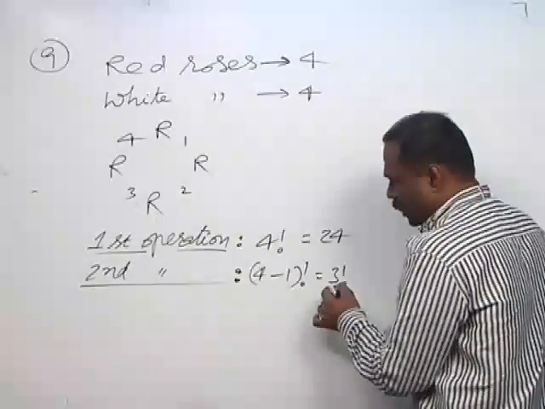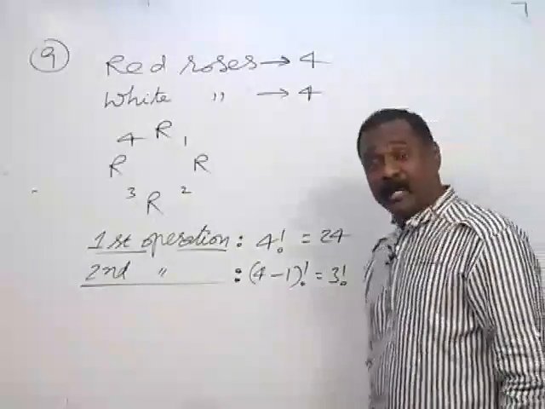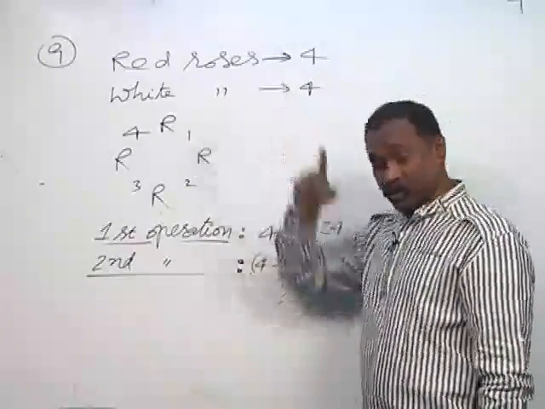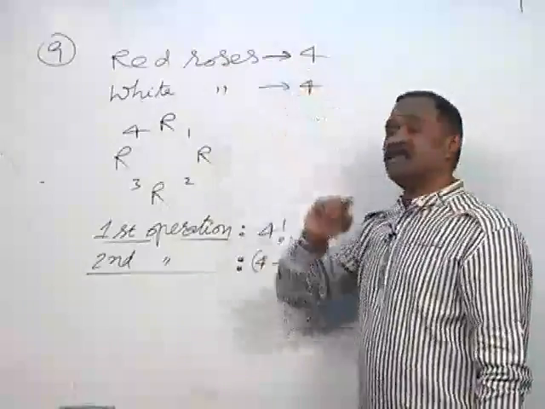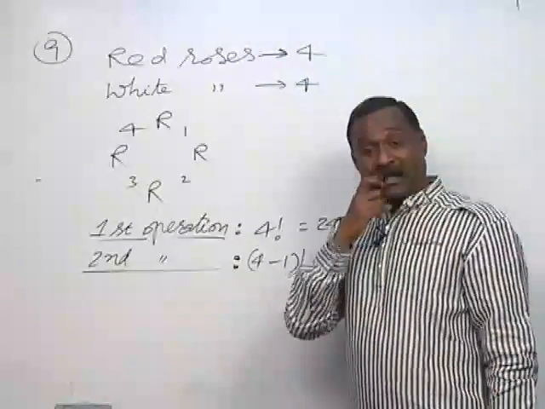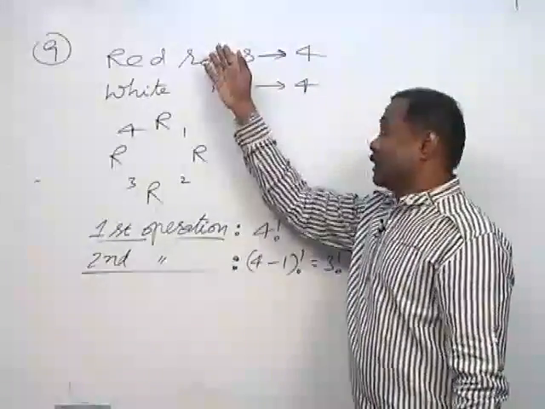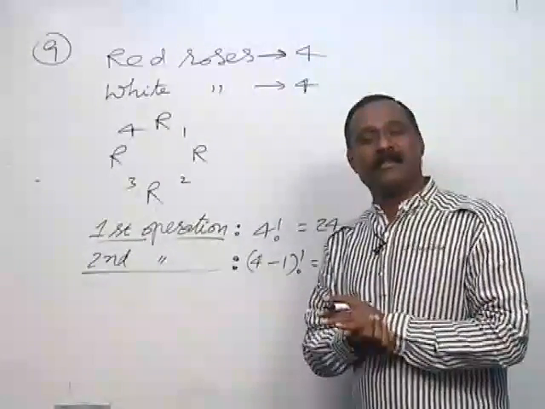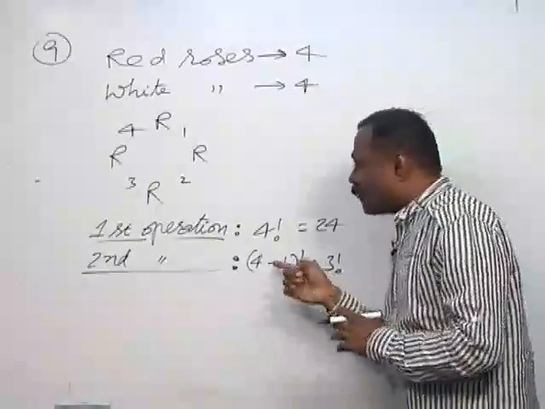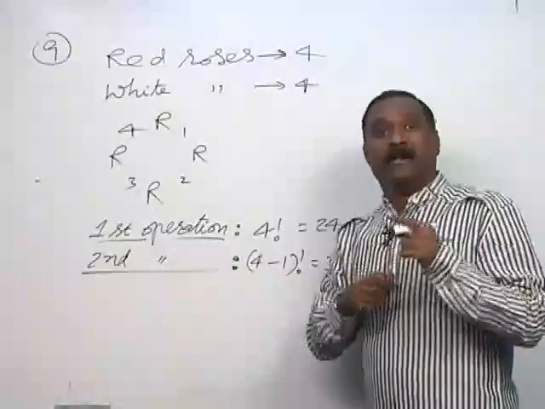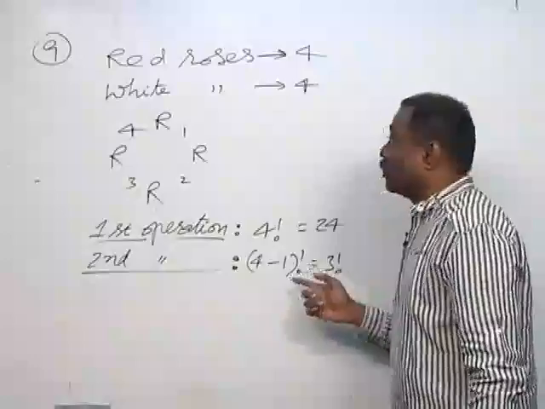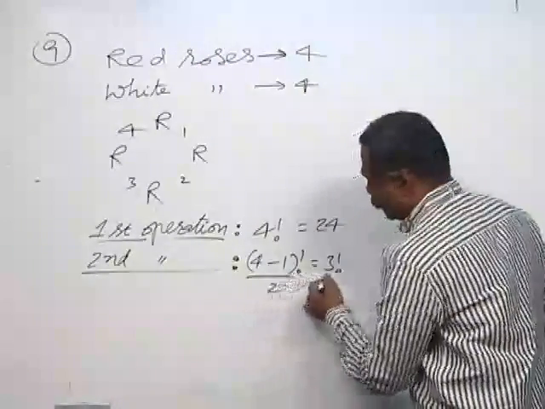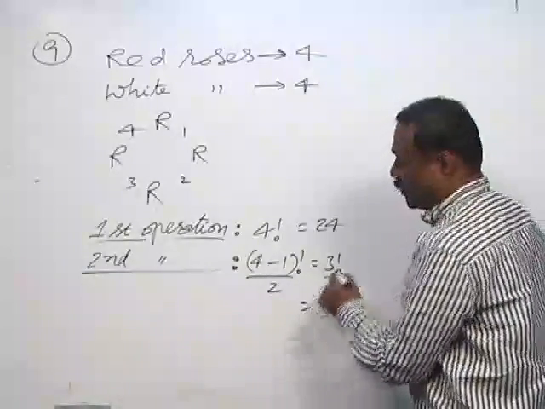And 3 factorial, if I write, do you accept that? No, because you should not accept. Because these are roses. You must understand the clockwise and anti-clockwise directions are treated the same. If these roses are humans, then it will be 3 factorial. But here, for roses, you must divide by 2. Then it should be 3.